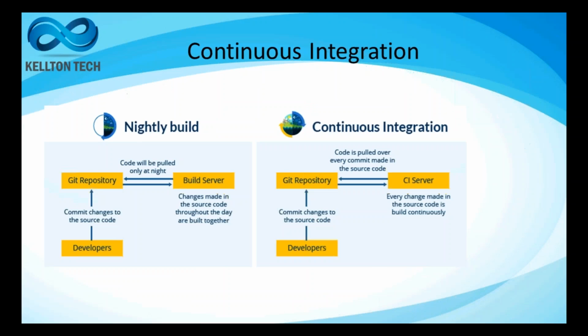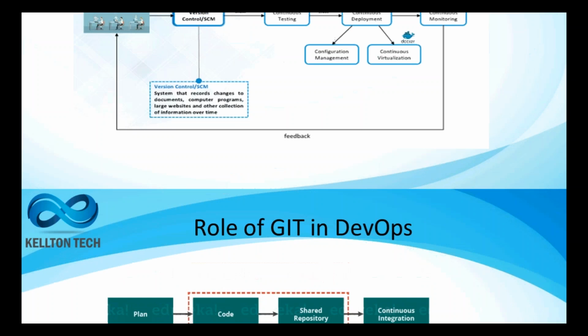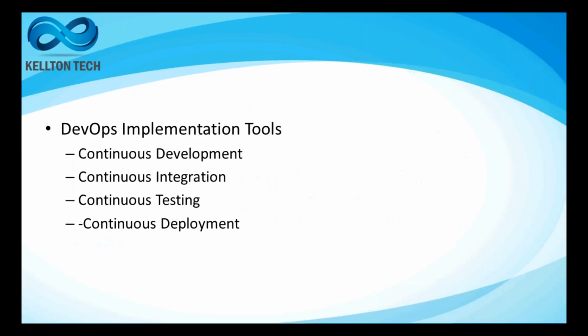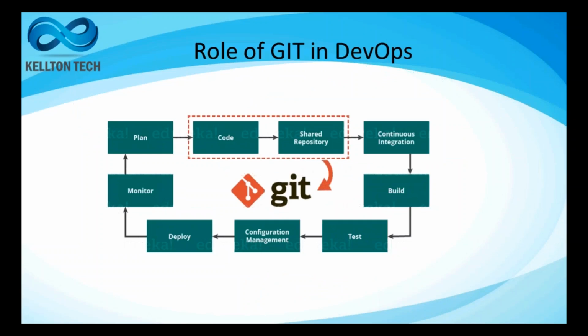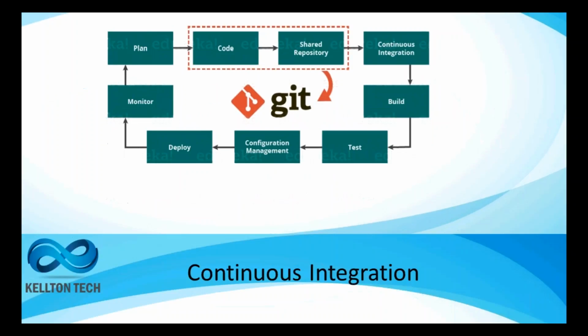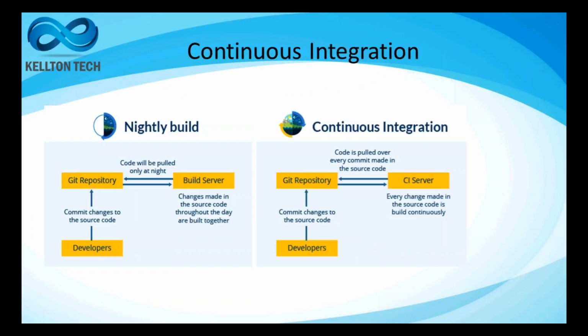So how will GitHub fit into DevOps? Before continuous integration, GitHub will be used for maintaining the source code of the new features and existing code. So next we'll go to continuous integration.